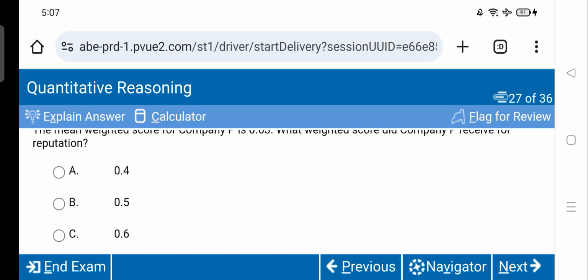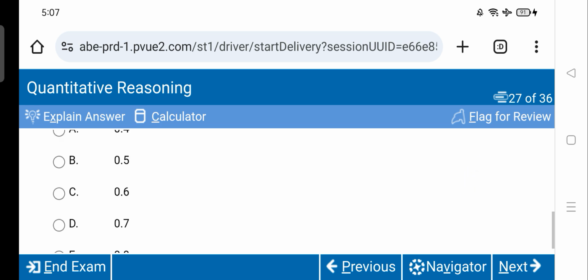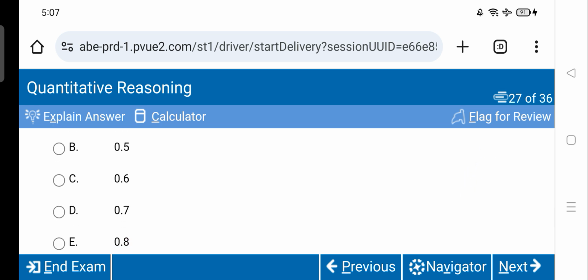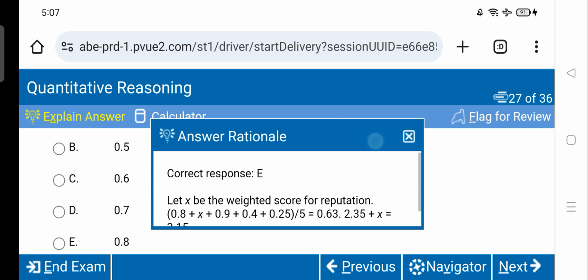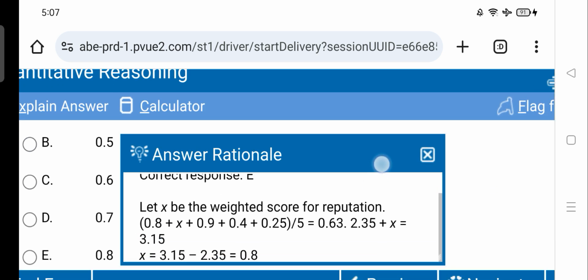Option A 0.4, option B 0.5, option C 0.6, option D 0.7, option E 0.8. So here we have the correct response is option E.